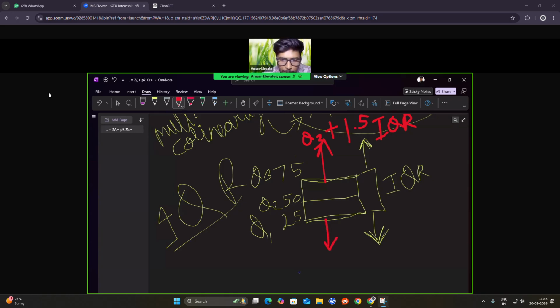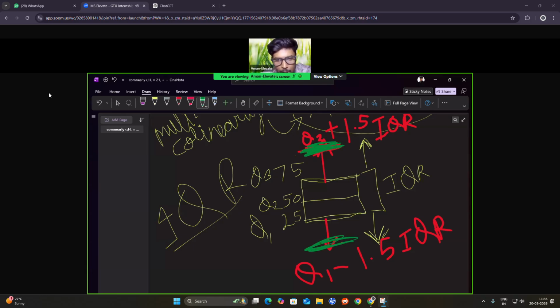And if you will simply minus Q1 minus 1.5 of IQR, now this is the range. Now anything below this part and anything above this part is outlier.